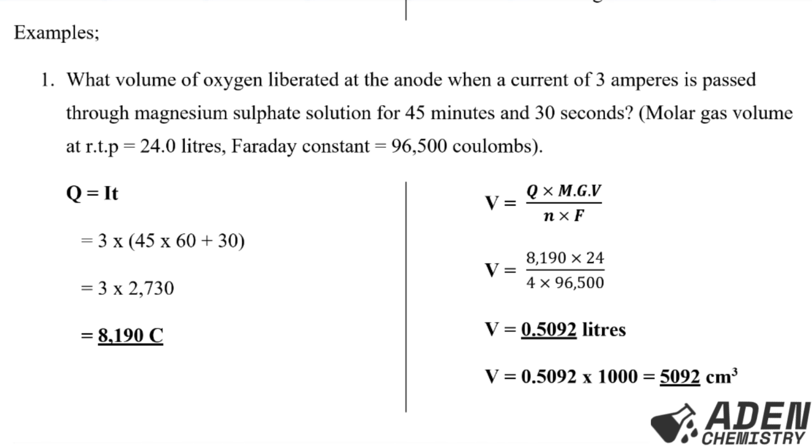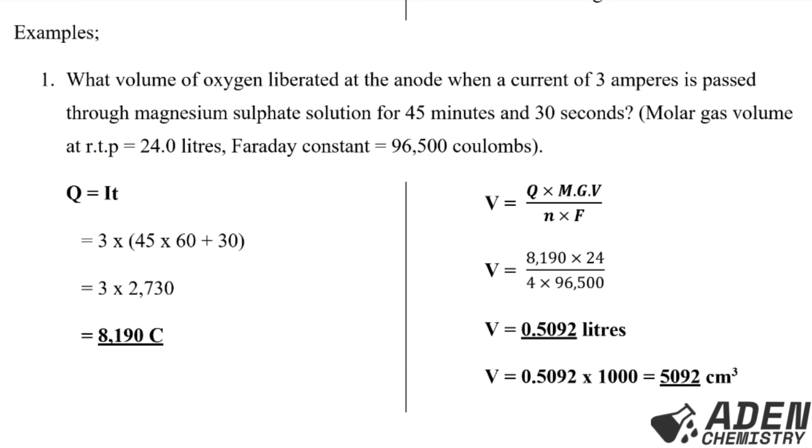Let's go to the examples. Example number 1. We are told: what volume of oxygen is liberated at the anode when a current of 3 amperes is passed through magnesium sulfate solution for 45 minutes and 30 seconds? In brackets, molar gas volume at RTP is equal to 24.0 liters. Faraday constant is equal to 96,500 coulombs.